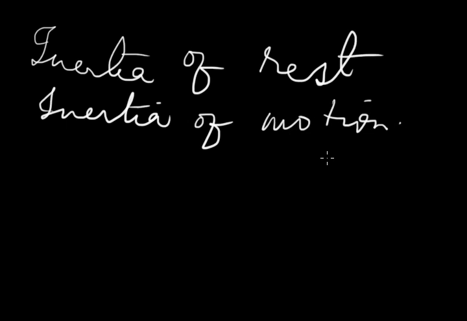So we can classify inertia of rest and inertia of motion: the tendency of a body to continue its state of rest is called inertia of rest, and the tendency of a body to continue its state of motion is called inertia of motion. But keep in mind that inertia cannot be measured directly by some measuring device, and therefore inertia has no unit. So how can the quantity of inertia be obtained? Actually, mass is the measure of inertia.